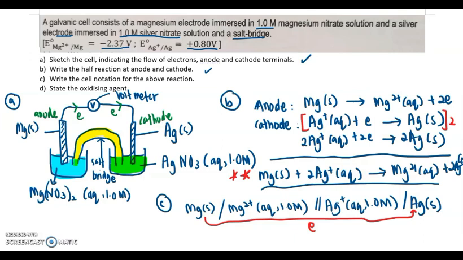And the last one is D. State the oxidizing agent. So, oxidizing agent undergo reduction. So, yang undergo reduction adalah siapa? Adalah silver ion. So, silver ion undergo reduction. So, silver ion will become oxidizing agent. Jadi answer dia adalah silver plus. Okay, thank you very much.